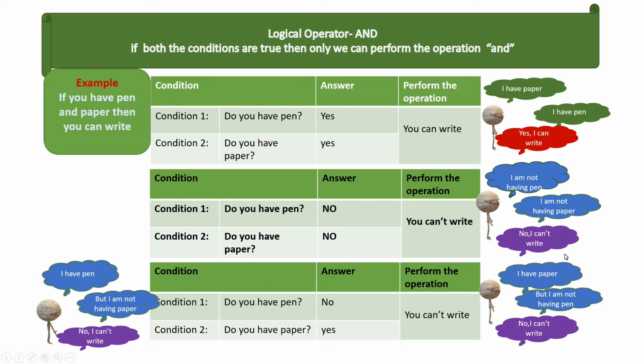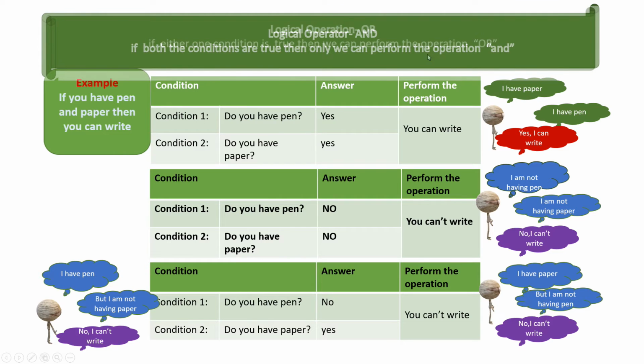Here we can see four different situations. Here both the conditions are true, that person only can perform the operation. That is, if you are using the AND operation, both the conditions must be true, then only we can perform the operation AND. Otherwise we can't perform the operation.